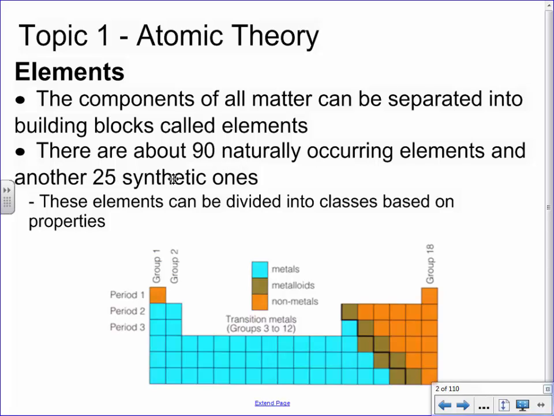Do you guys know how to tell the difference on your periodic table between a regular, naturally found in everyday life element and the synthetic ones? Rebecca?